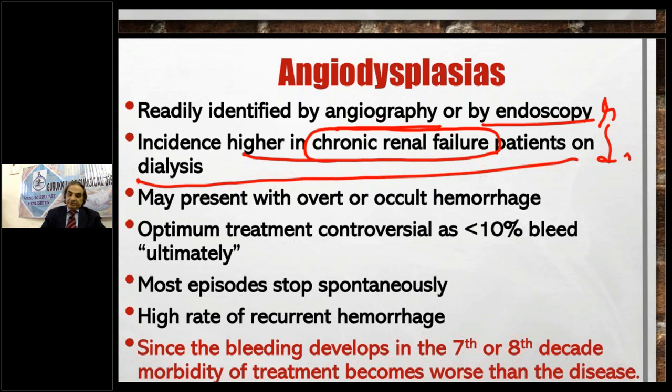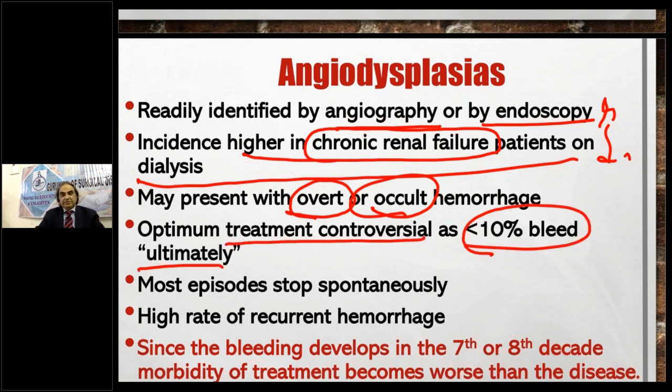They may present with overt, that is obvious, or occult hemorrhage. So it can just be melena, or it can be frank bleeding, or it may be bleeding which has stopped. It could be self-limiting. Their optimum treatment is controversial, as less than 10% ultimately bleed. So what is this fuss about? Therefore, with angiodysplasias, nobody knows how often they actually cause the damage that we attribute to them.